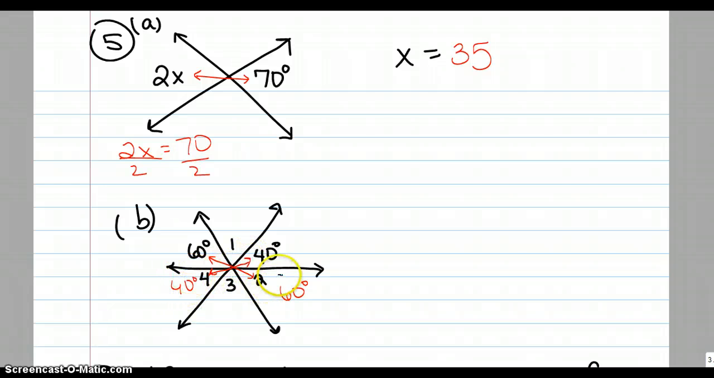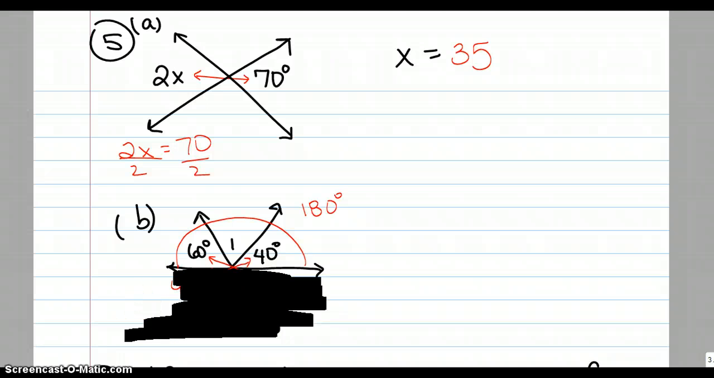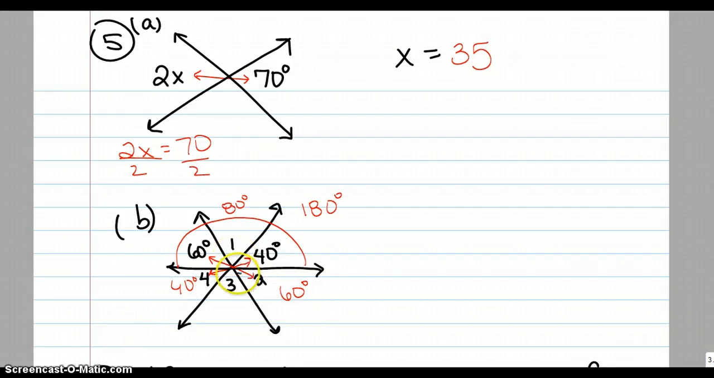And then to find the missing angle, like number 1, let's say, we know that all of this adds up to be 180. So if you kind of cover up the bottom part of the picture, it's half of a circle, or 180, and you're going to get 60 and 40 is 100, so what's left over? 80 degrees for angle 1. And then you can find angle 3, because these guys are vertical, and so angle 3 will be 80 as well.